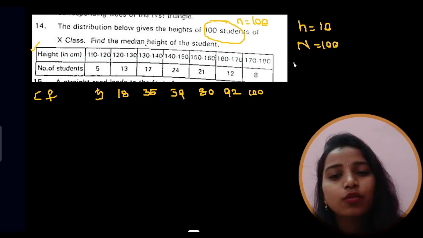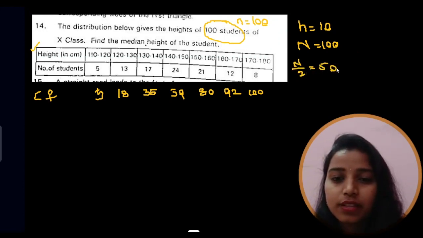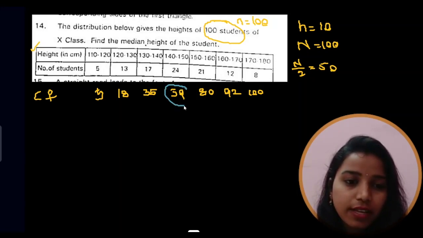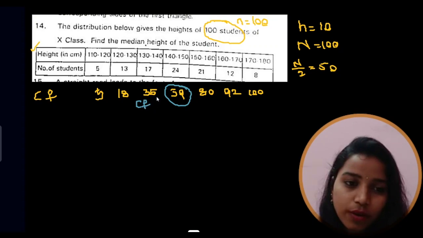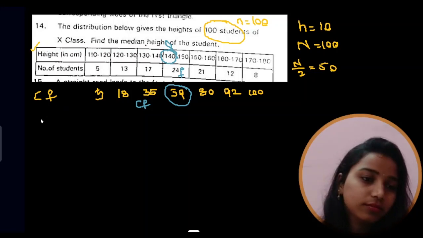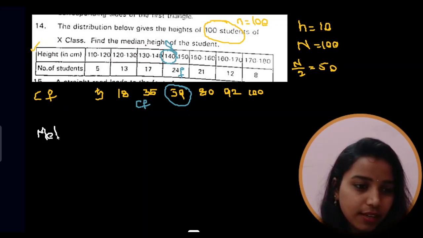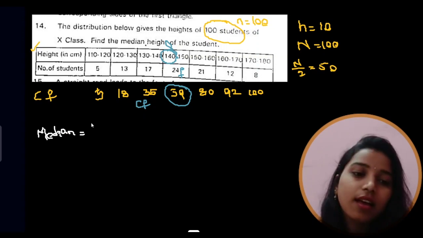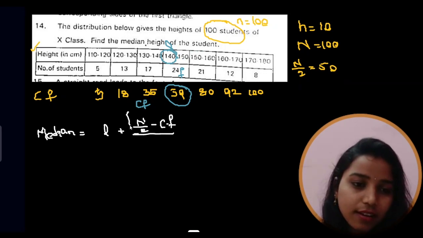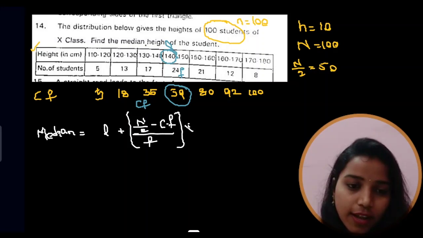Now, what about n by 2? n by 2 value is 50. So what is the nearby value to 50? It is nothing but 59. So this value will be the cumulative frequency, this value will be the frequency, and this is the lower limit. Now, let's write the formula for median. So what is the formula? Median is equal to L plus n by 2 minus cumulative frequency, divided by frequency, into h, right?